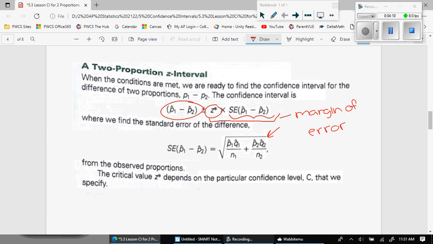Z star again, we calculate it in the same way based on the confidence level, 99, 95, 90, 80, and so forth. We can use inverse normal. You might get used to those values and just memorize them.